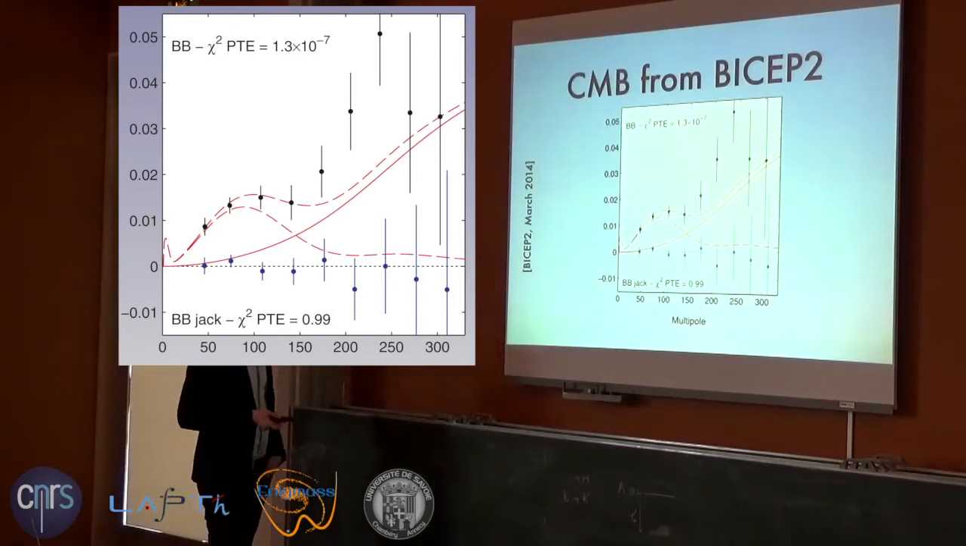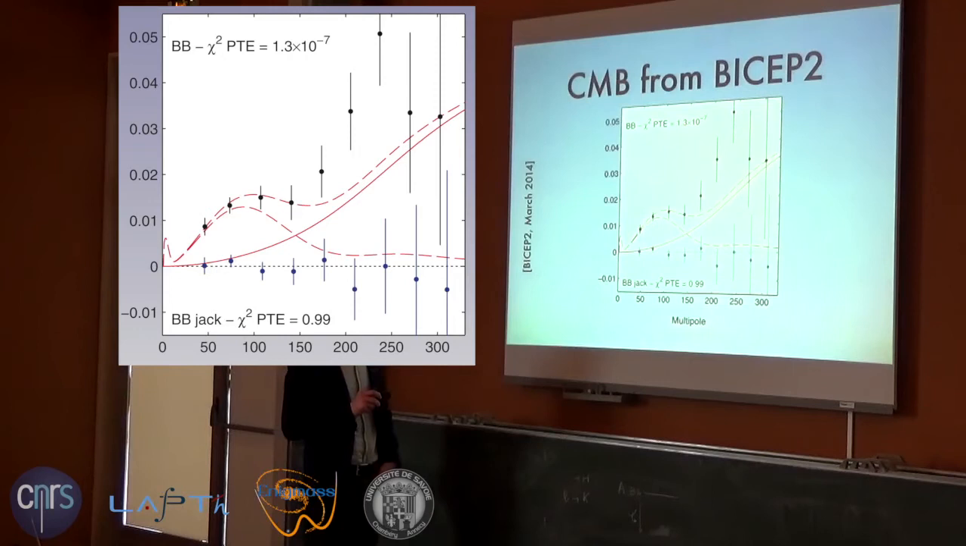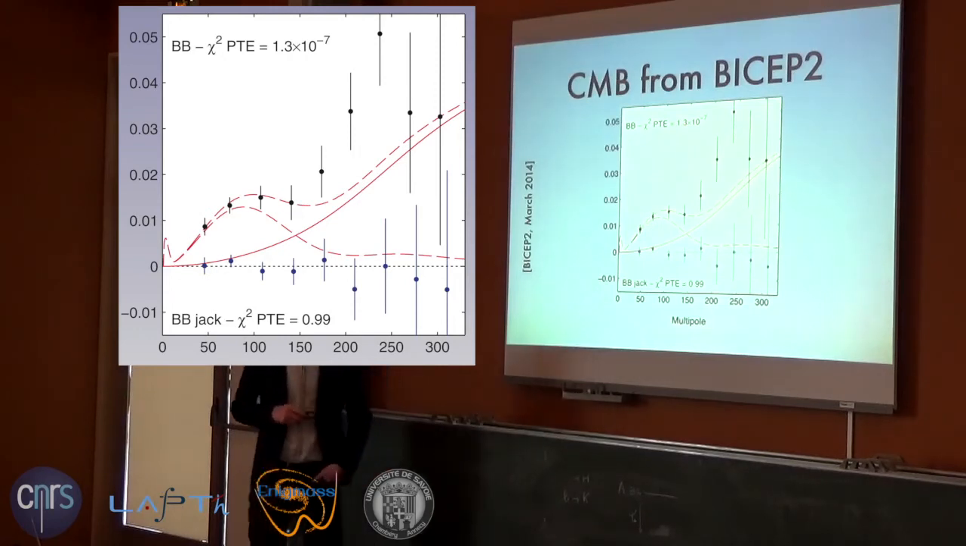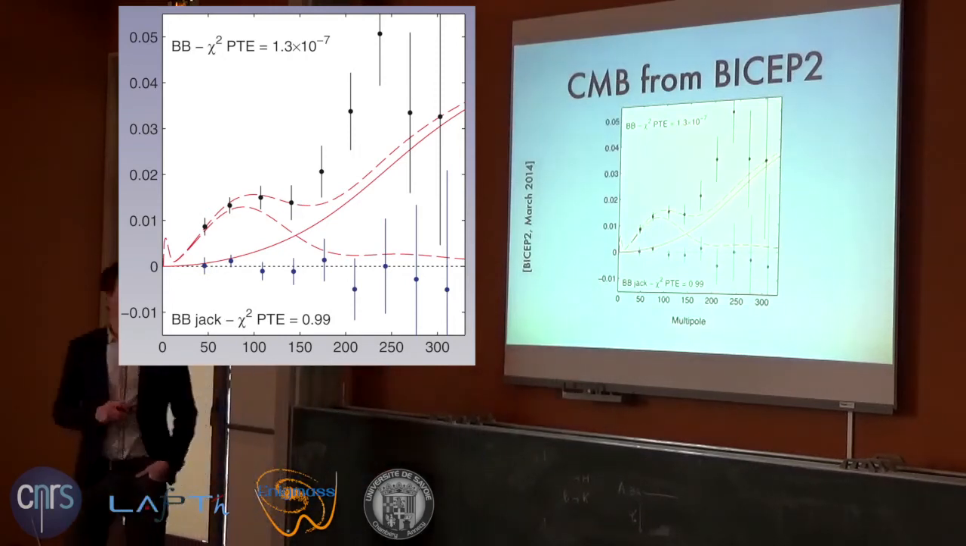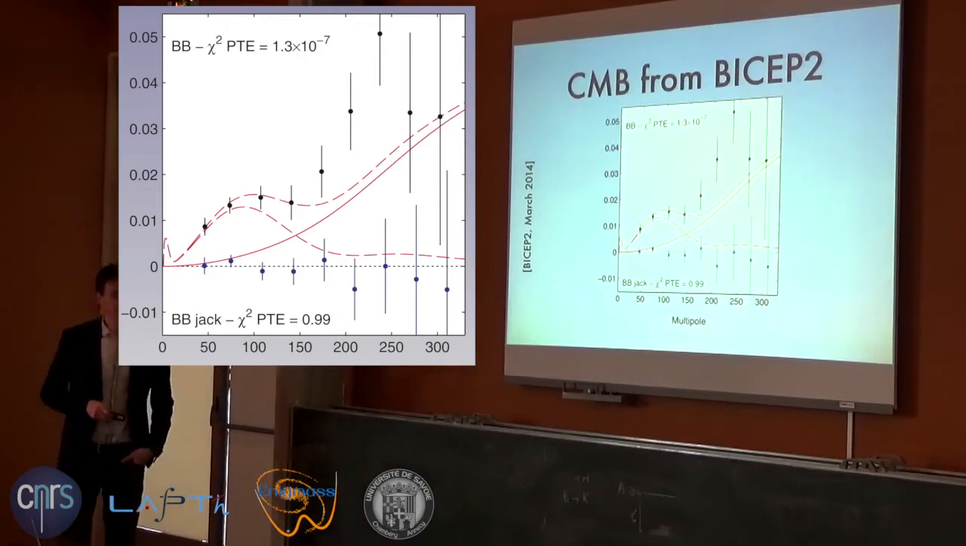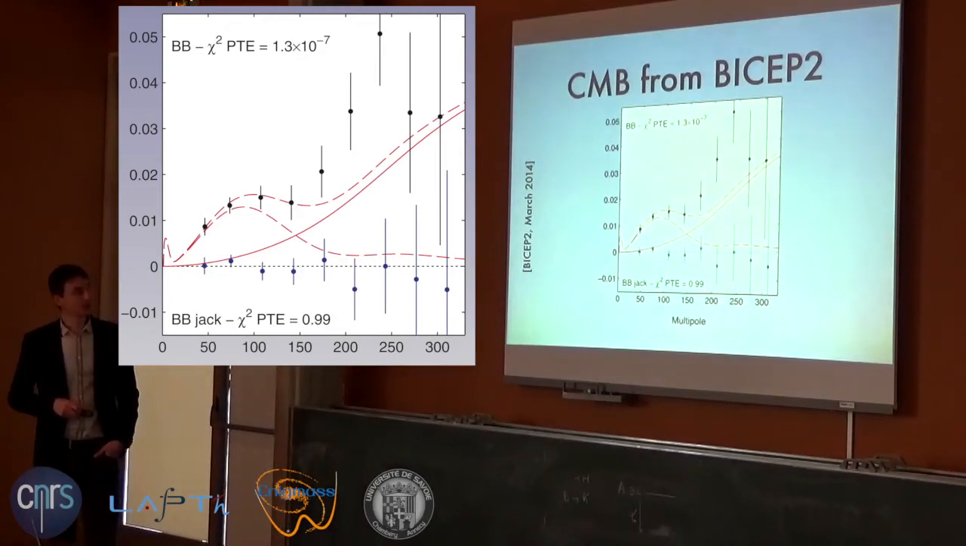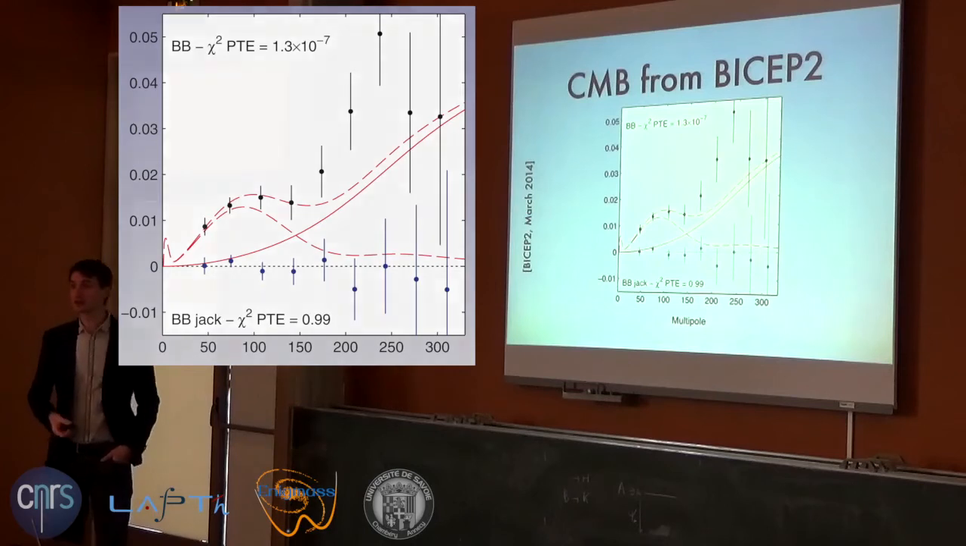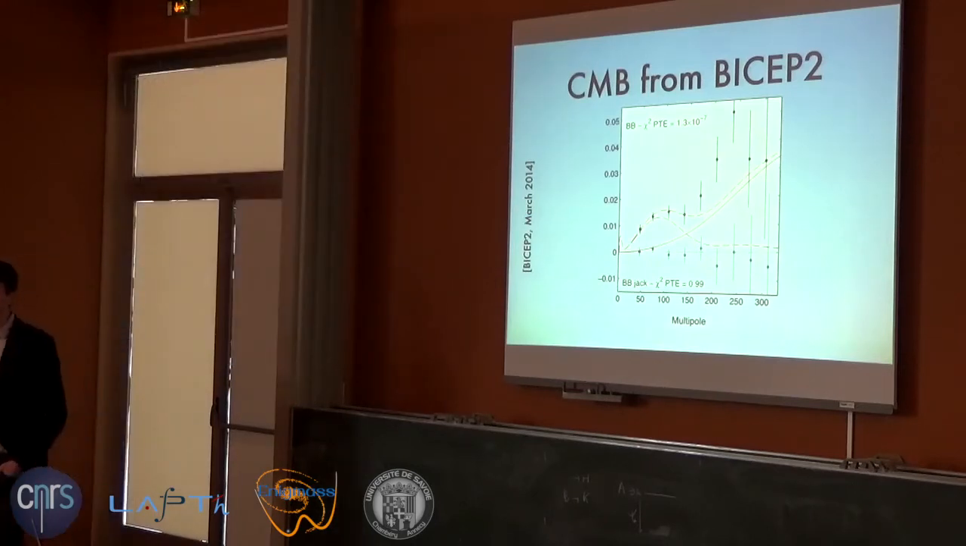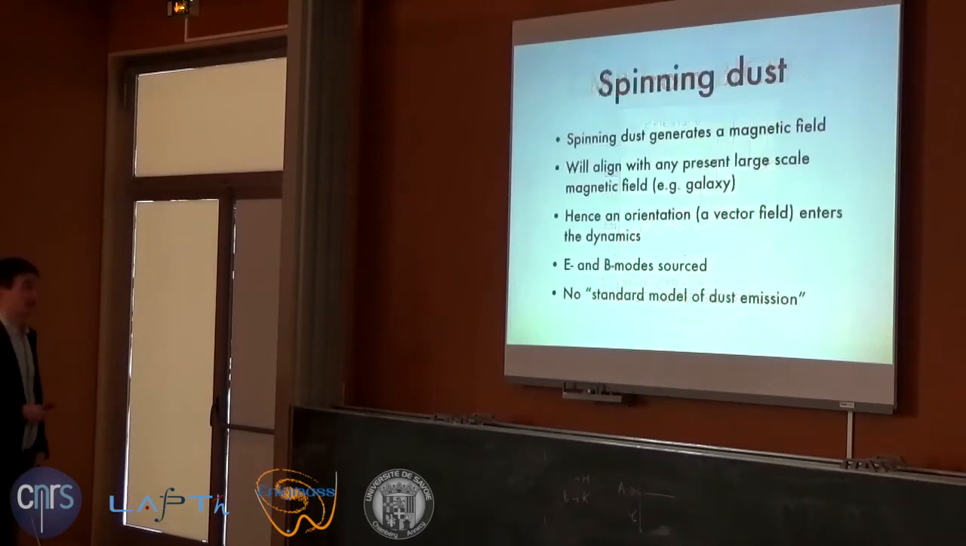Now, why is it since last Friday not so clear that we should interpret this bump as tensor polarization? It is because there is yet another foreground that can give B-mode polarization of light that you observe when you look at the cosmic microwave background. And that source is dust.